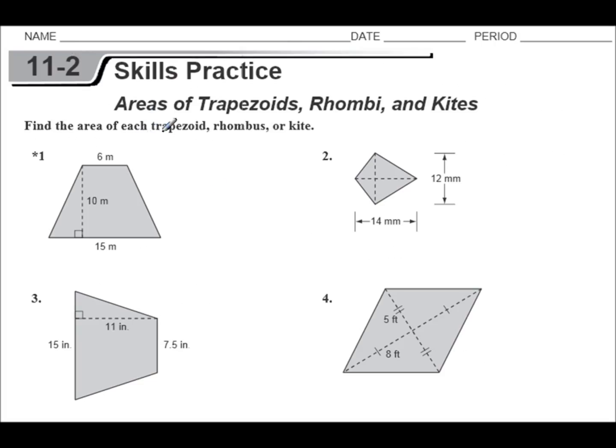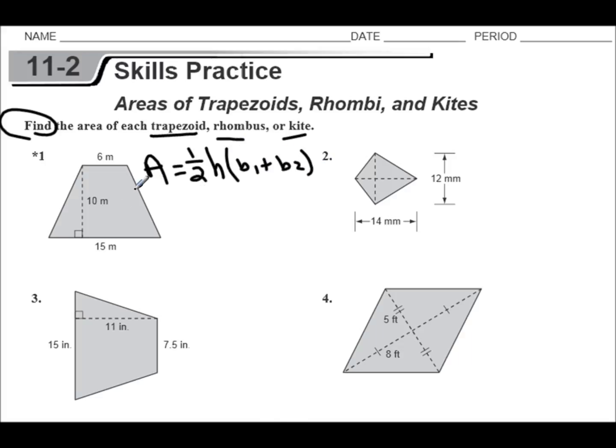1. The area of the trapezoid, rhombus, or kite is what we're looking for. So the first one that we have is a trapezoid, and the formula for the area of a trapezoid is to take 1/2 the height times the sum of the bases. The height is always the perpendicular, so it's 1/2 of 10 times the sum of the bases, 6 plus 15.